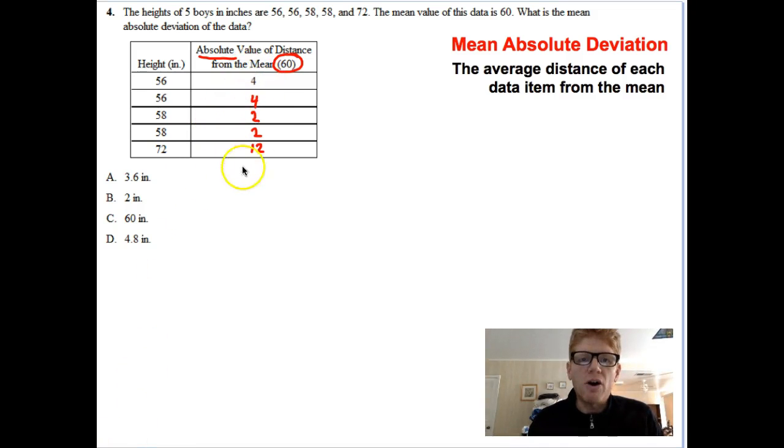Then we're going to add all these up and find the mean of those values, or the average of those values. And when we total those up, 4 plus 4 plus 2 plus 2 plus 12, we're going to get 24. And since we have 5 data items, we're going to divide by 5, and that will give us 4.8. When we've added all these up and divided them, we get 4.8 as the average distance from the mean of 60. And there you have it, mean absolute deviation.